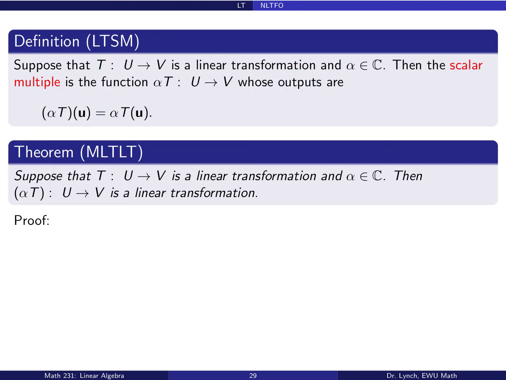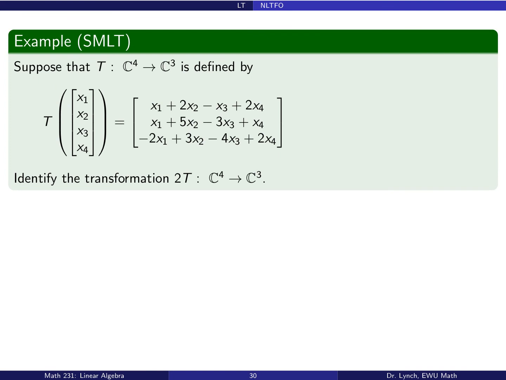Similarly, given a linear transformation and any scalar, the scalar multiple is a new function that's also a linear transformation. I won't go through this in any great detail either, but you can pretty quickly compute the transformation 2T, for instance, for this transformation, and it ends up being linear.